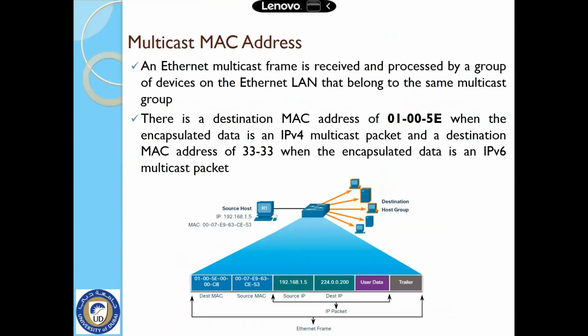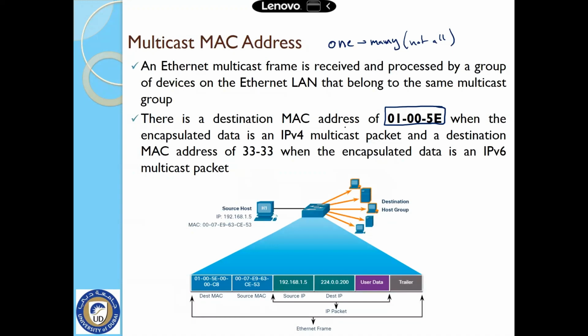And then we'll have the multicast. Multicast from one to many. One to many, but not all. All will be the broadcast. So an Ethernet multicast frame is received and processed by a group of devices on the Ethernet that belong to the same multicast domain or group. So there is a reserved address for this. So the first 3 bytes or the first 6 hexadecimal digits should be 01005E.